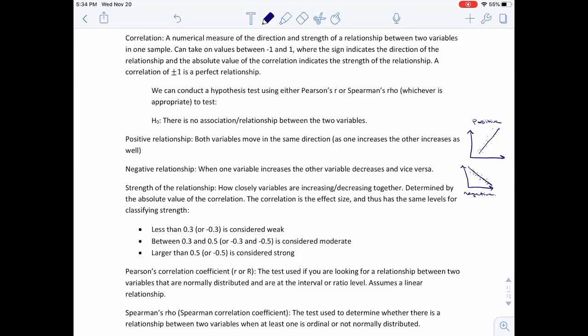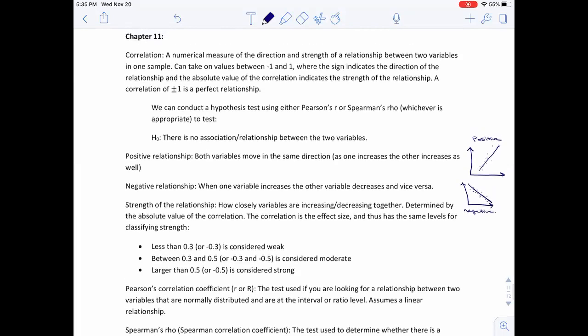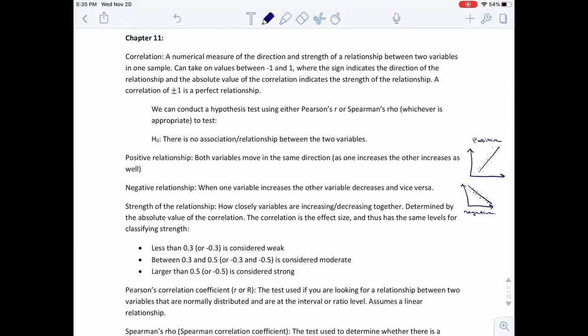Oh, I do want to highlight one thing. The correlation is a numerical measure of the direction and strength of the relationship between two variables in one sample. So these things should be from the same sample, which is not necessarily obvious, so that's why I'm pointing it out.